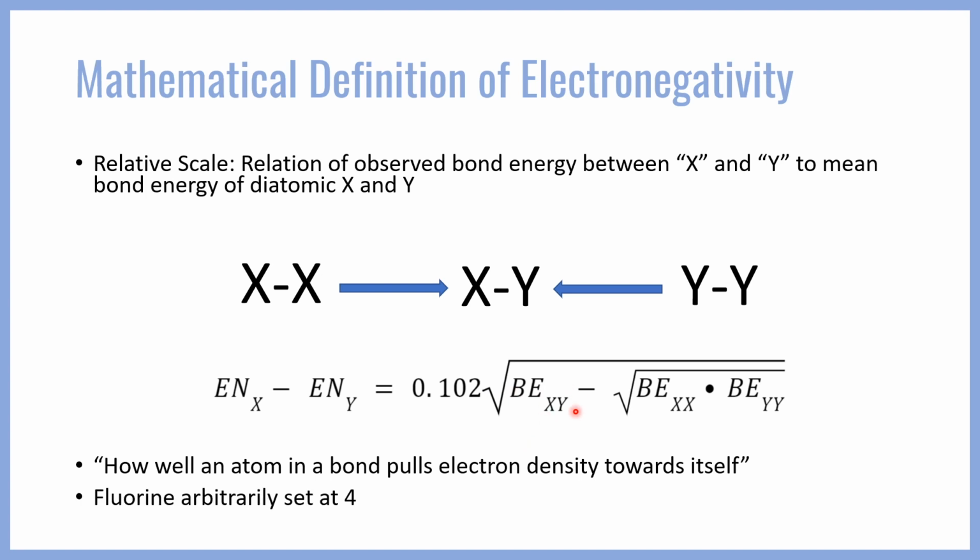And so we need to go ahead and assign an absolute scale. So we're going to go ahead and define fluorine as arbitrarily being a 4 on the Pauling electronegativity scale, so that we know now one of these values is going to be a 4, and we can define everything else based on that.